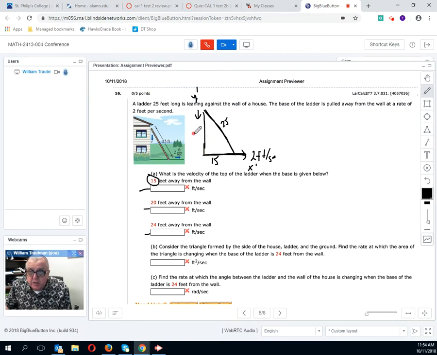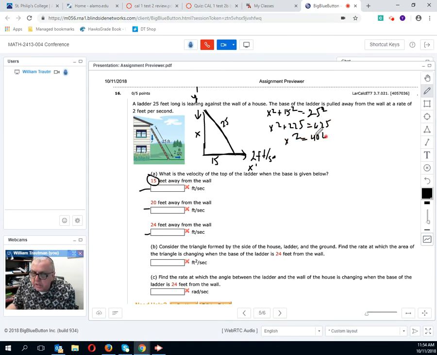Before we begin, we have to find how high the ladder is up above, and you can use the Pythagorean theorem. x squared plus 15 squared equals 25 squared. So x squared plus 225 equals 625. x squared equals 400, and x equals 20, right? 20 times 20 is 400. So this x is 20.